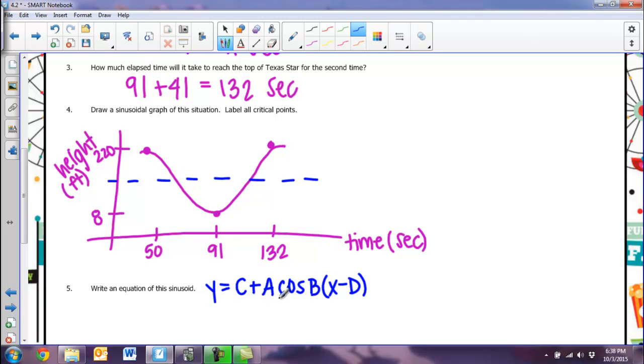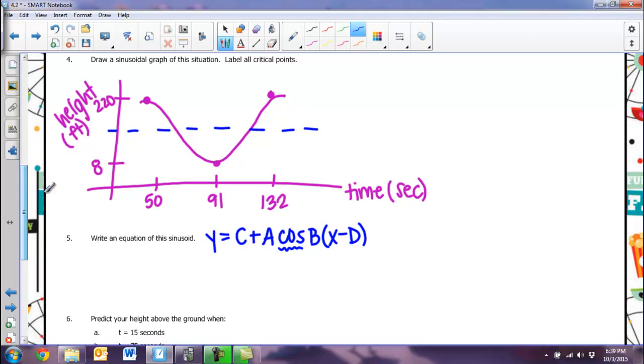So most of the time you're going to be writing this as cosine. If you write it as sine, it's not wrong, but it's easier to find a high point or a low point of one of these real world graphs. So when I look at my graph, there are a couple of key features that I need in order to get all these pieces. And the first one is my C value, that sinusoidal axis. So C should be right in between your highest and your lowest points.